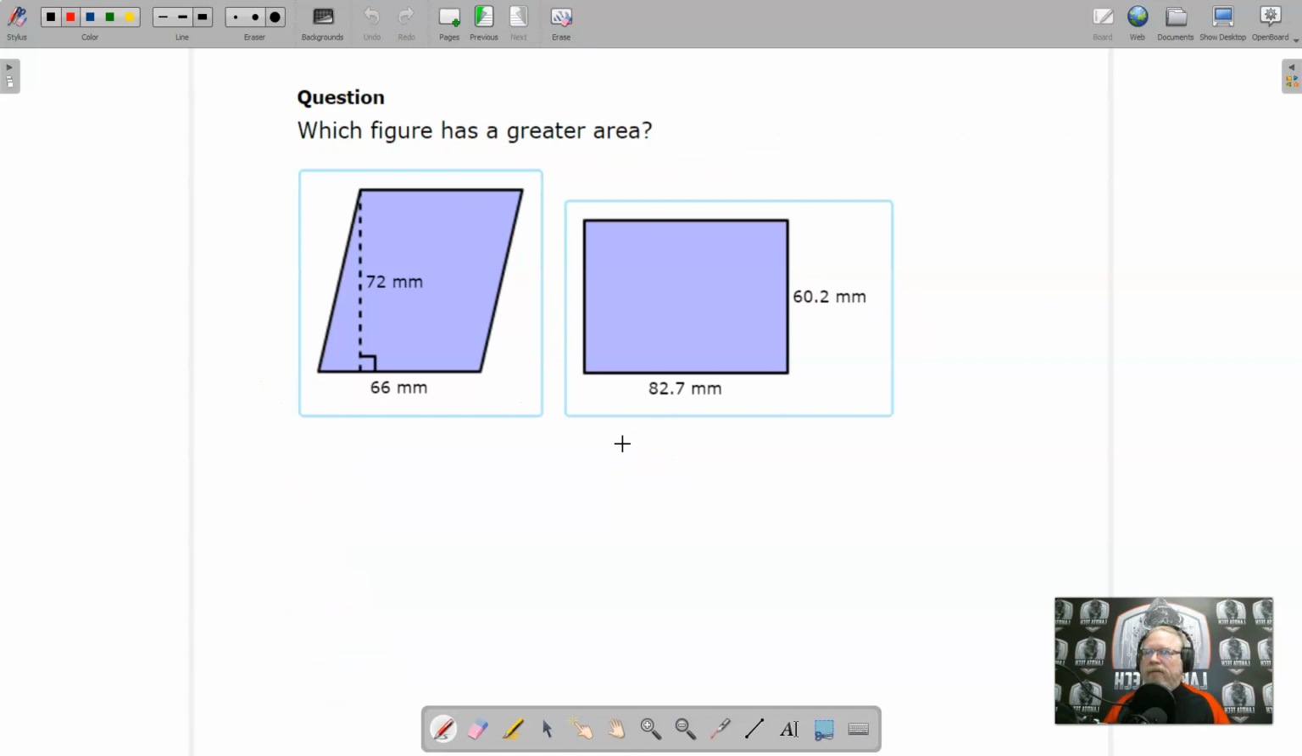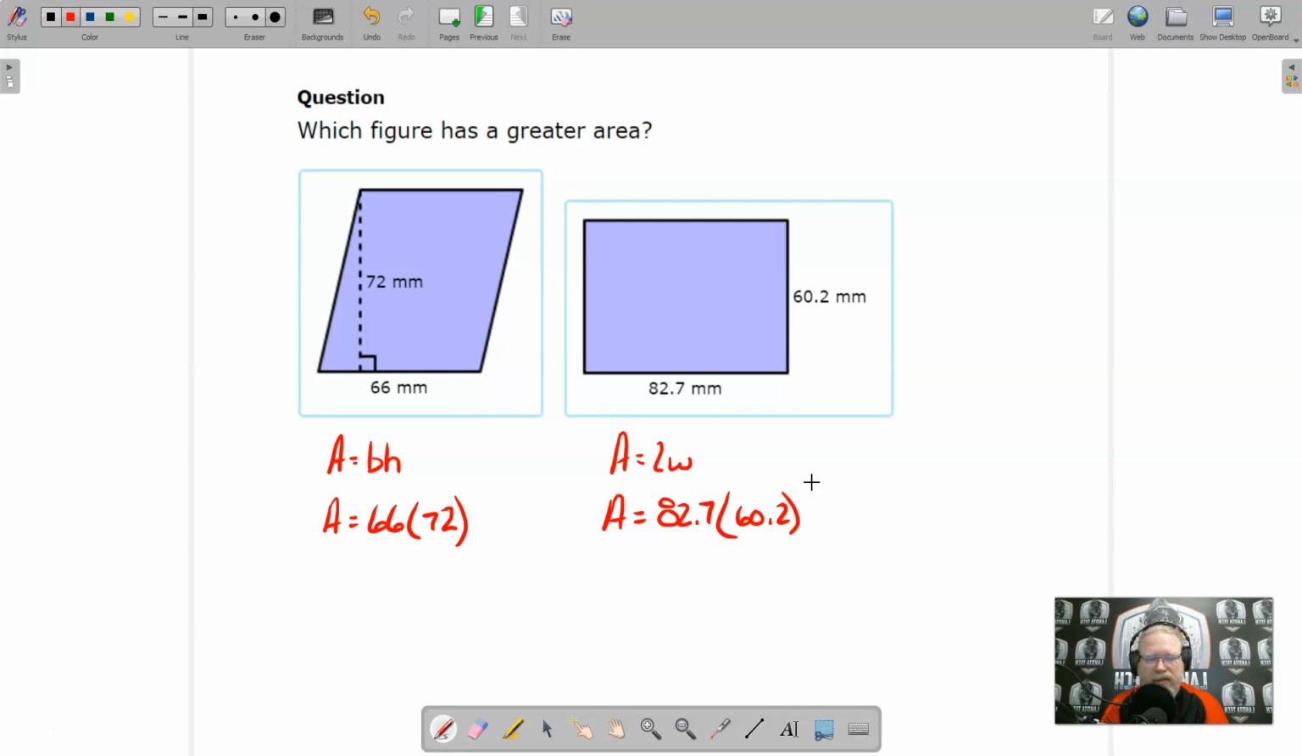And then final question, they get crazy, they get easier at the end. This is actually in the 90s. So here you just have to figure out which one has the greatest area. This is a parallelogram, so area is equal to the base times the height. And over here, this is a rectangle, so area is equal to length times width. So here we have area equals the base, which is 66, times the height, which is 72. And over here, area is the length of 82.7 times the width of 60.2.